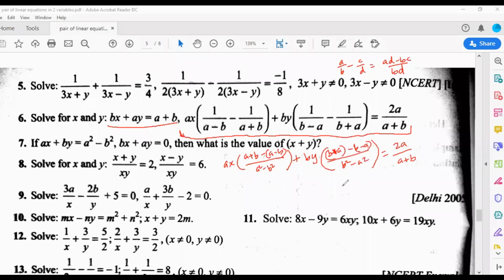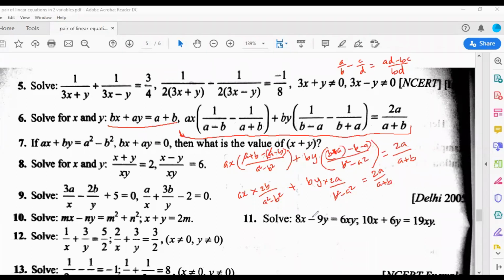Now look, you can reduce these numerators. What will come in the numerator? 2b will come, right? Because a and minus a cancel, and b minus minus b becomes plus b, so b plus b will become 2b. So ax into 2b by a square minus b square, plus the second term by into 2a by b square minus a square, is equal to 2a by (a plus b). So now we have reduced the equation like this.